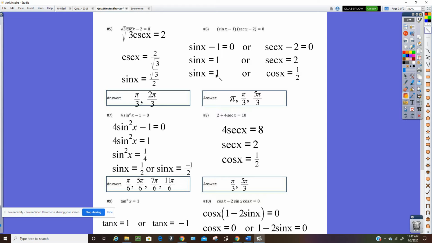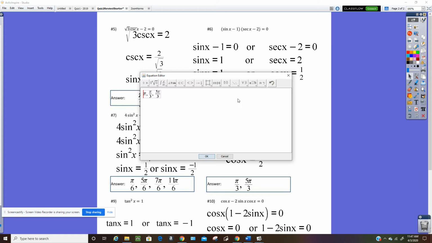So where is the sine 1? There's a mistake here. So the sine is 1 at pi over 2, not pi. So 90. So let me change that. There's a little mistake there. So this first angle in radians is pi over 2.